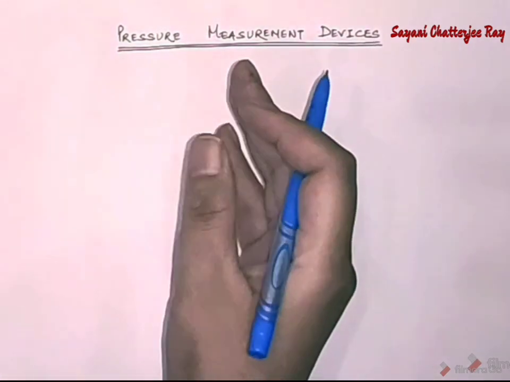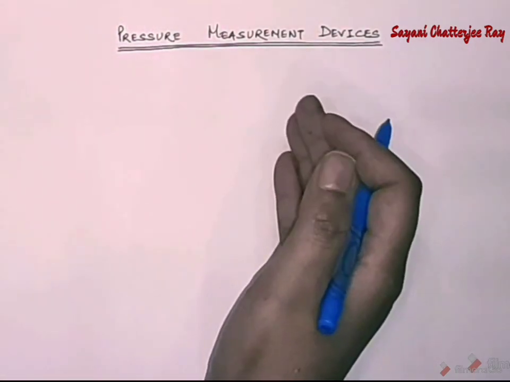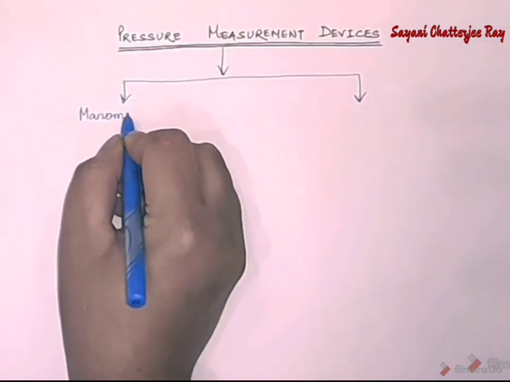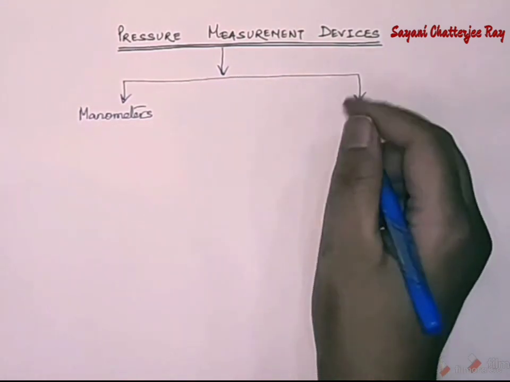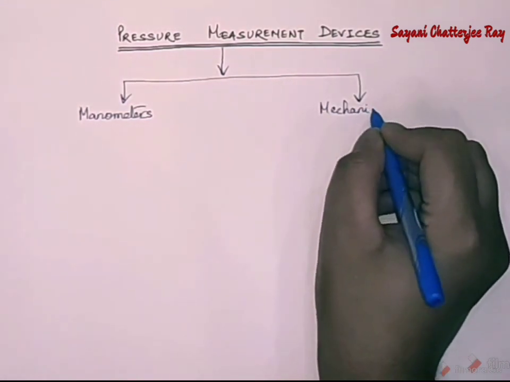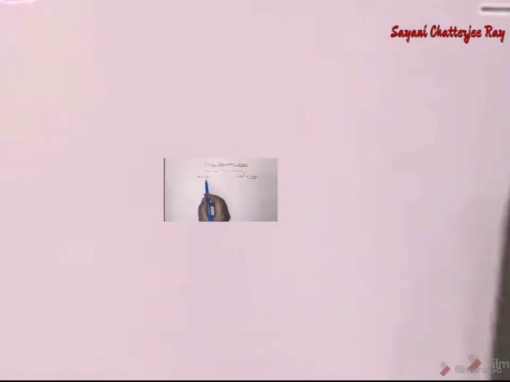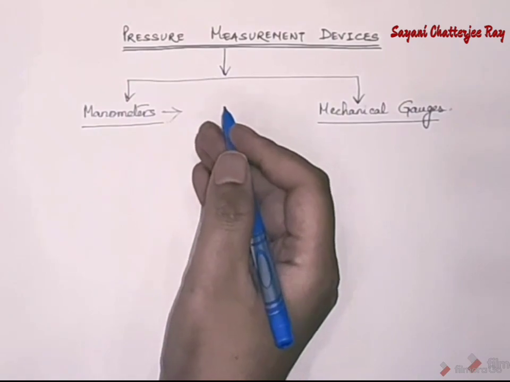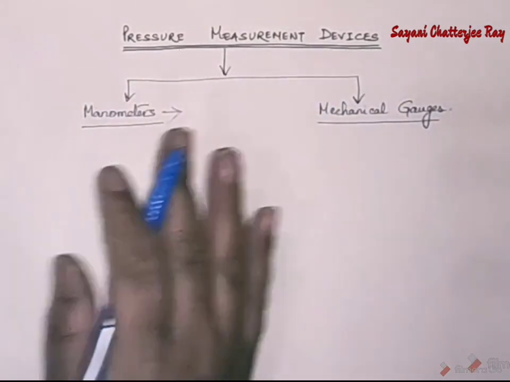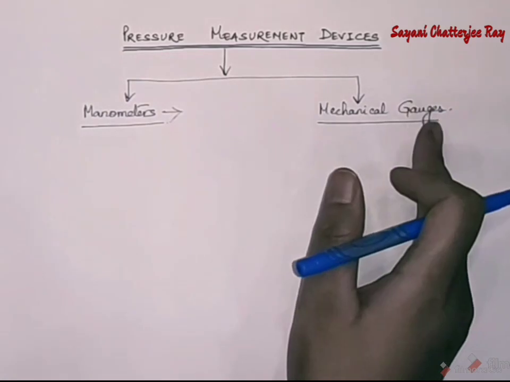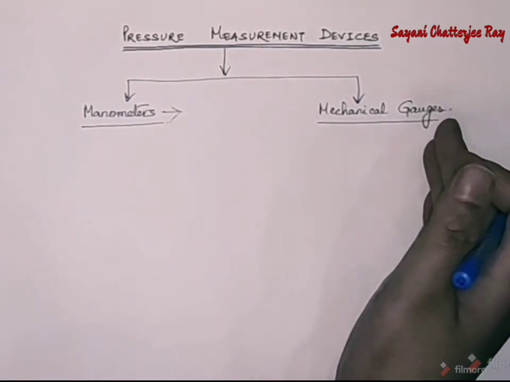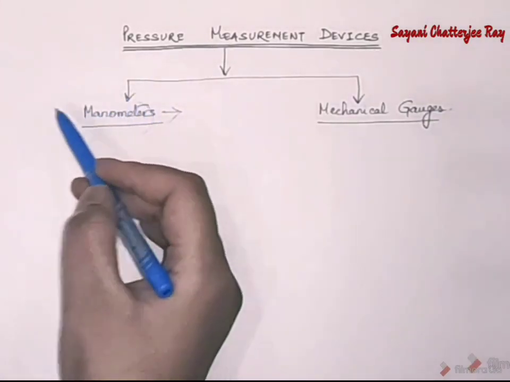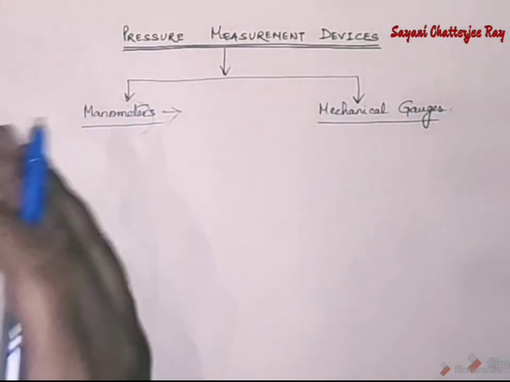The various devices which are used for measuring fluid pressure are divided into two categories: manometers and mechanical gauges. Manometers are based on the principle of balancing the liquid column by the same or another column of liquid, and mechanical gauges are devices which have an elastic element and deflect under the action of applied pressure. Now we will see the different types of manometers used for pressure measurement.